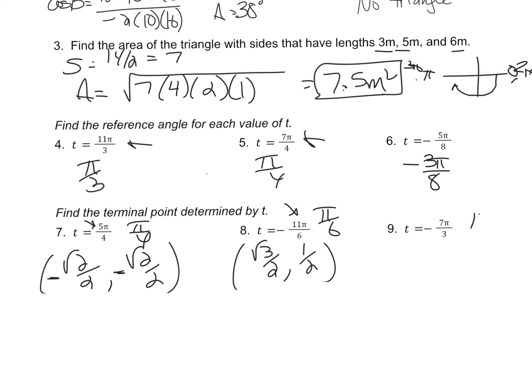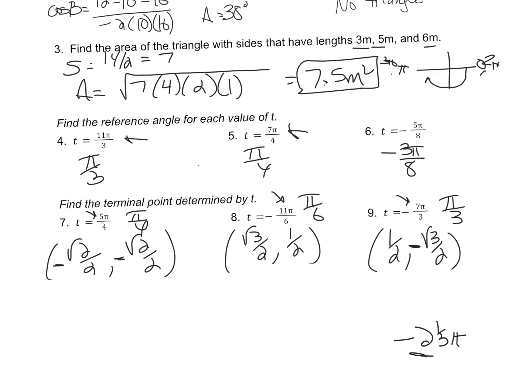And number 9, my reference angle is pi over 3. At pi over 3, I have 1/2 for my x and square root of 3 over 2 for my y. That's really the same thing as negative 2 and 1/3 pi. Negative 2 means you go all the way around the circle clockwise, in the negative direction, and then 1/3 more pi puts you in quadrant 4. In quadrant 4, x is positive and y is negative, so you get a negative for your y coordinate there. I think that's all I got on this page.